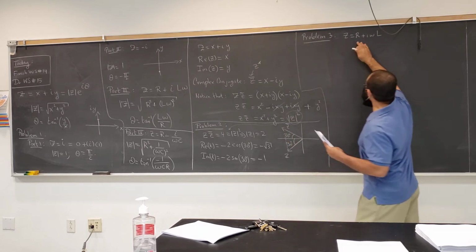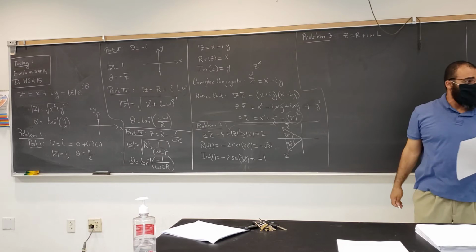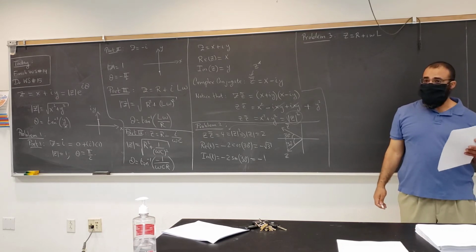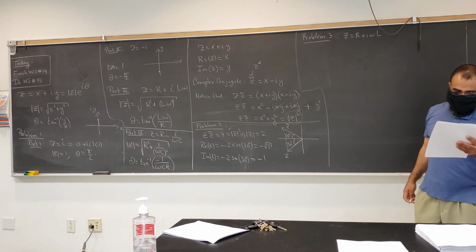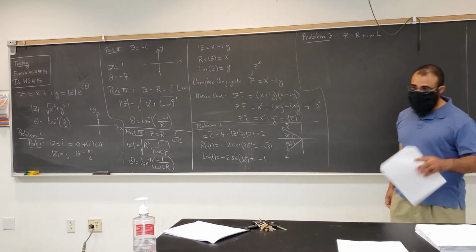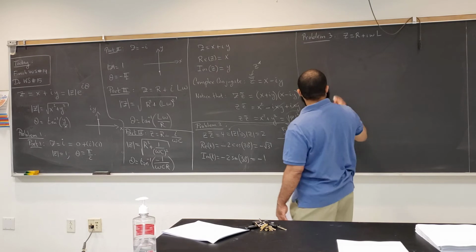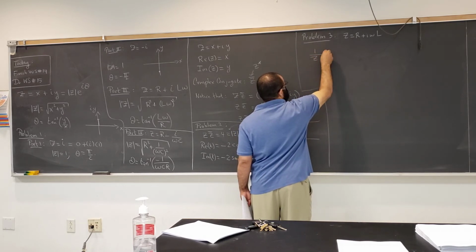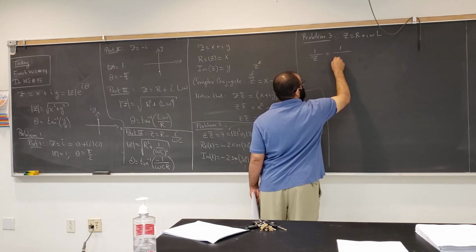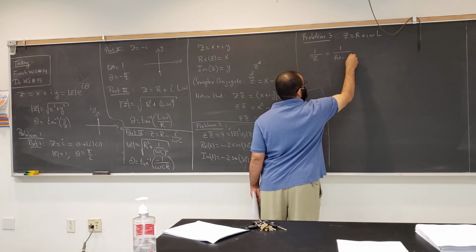And they're telling you that r and omega and L are all what? Real numbers, right? They're all real numbers. So the question is, find the real and imaginary parts of 1 over z. So let's first of all write down what is 1 over z. It would be 1 over r plus I times omega times L, right?